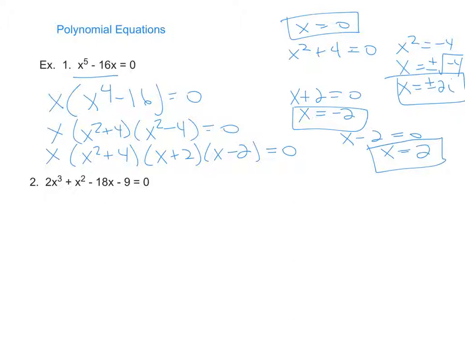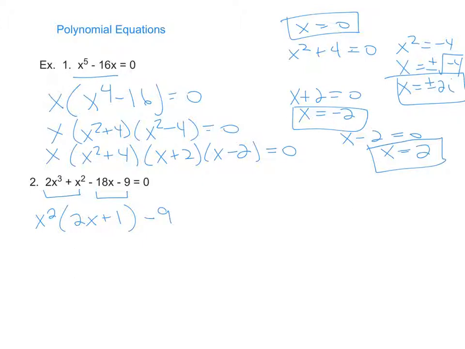Now in this next example, I have a degree of 3, so I'm looking for 3 solutions. This is a 4-term polynomial, so I have to go to factor by grouping. I'm going to look at the first 2 and the second 2. I can take out an x squared, and here I get 2x plus 1. Here I'm going to take out a negative 9.